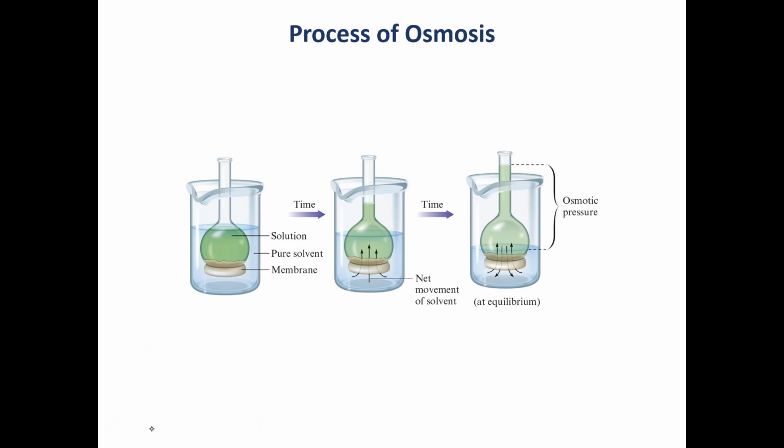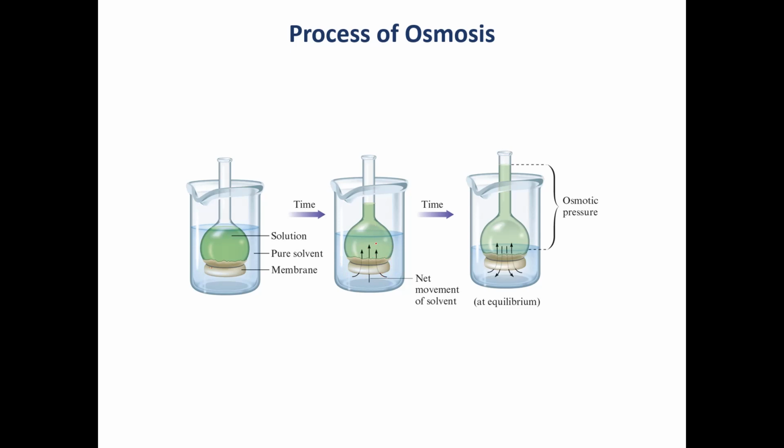For example, if we have our flask here that contains a solution, and we have our pure solvent on the outside here, the pure solvent is obviously going to have a lower concentration than the solution, because the solvent has nothing dissolved in it. And then we have our semi-permeable membrane here. The semi-permeable membrane allows the solvent to flow through.